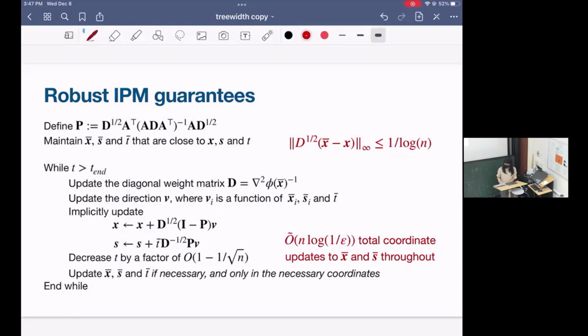And this will become very handy later because if x bar changes only in a linear number of coordinates throughout the algorithm, then since this weight matrix D is a function of x bar, this will also only change in a nearly linear number of coordinates throughout the algorithm. And this will allow us to bound how much time we need to compute these two expressions.